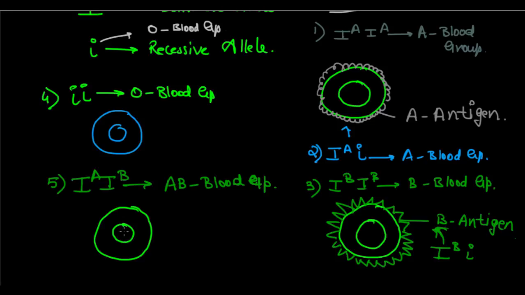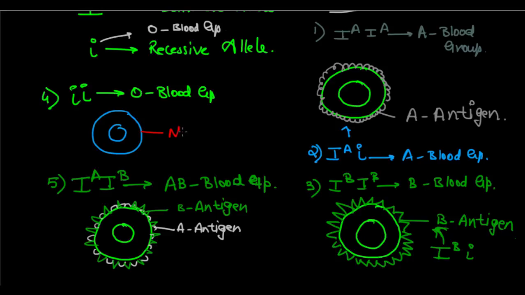You will have a red blood cell which will have both kinds of antigen attached on the cell. So you have this kind of antigen, that is the A antigen. And you have the B antigen as well. Side by side you have the B antigen. So both antigens are attached. Whereas in the O blood group case, there is no antigen.